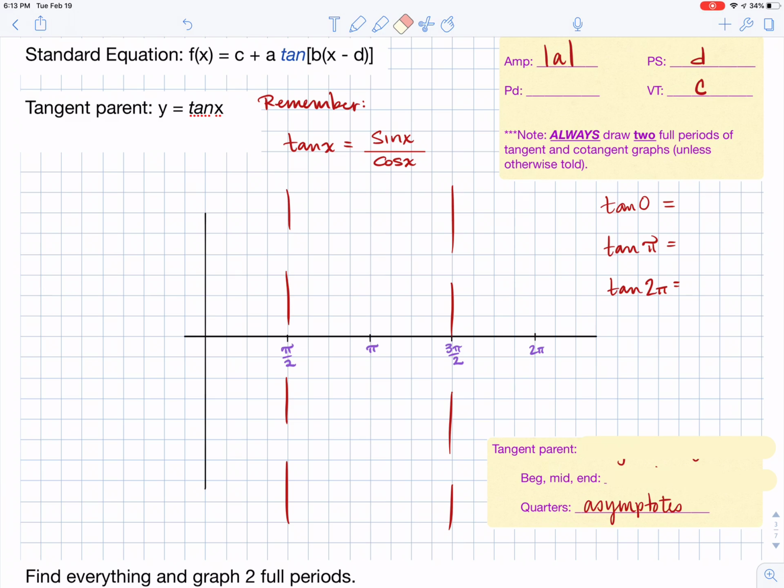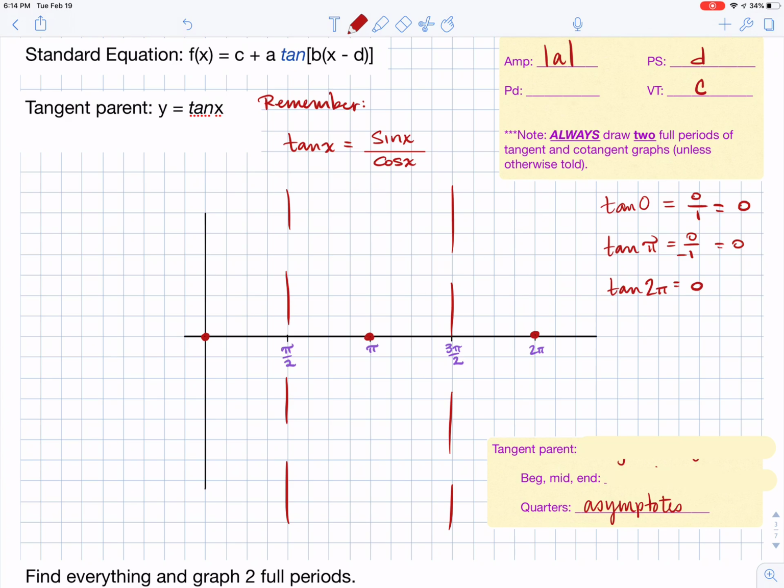Now, if you'll go back to your unit circle, just ask yourself, what is the tangent of 0? Well, we know at the position 0, the coordinate is 1, 0. And so this is going to be 0 over 1, which is equal to 0. So the tangent at 0 is 0. Ask yourself the same question at pi, and that would be 0 over negative 1, which is still 0. And the tangent at 2 pi, again, is 0.